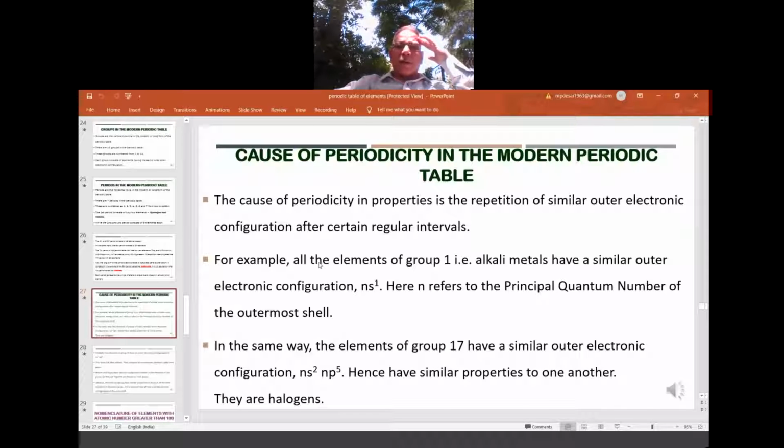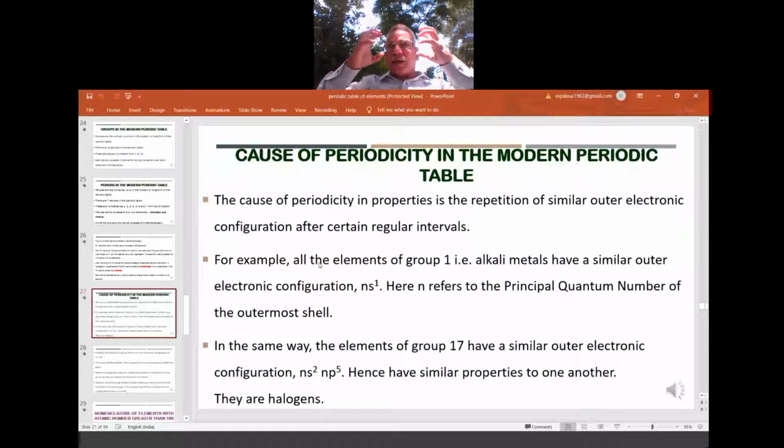What is the specialty? In the case of lithium, sodium, potassium, rubidium, if you check their electronic configuration, they have the same outermost configuration. All have one electron in their outermost ns orbital. Hydrogen is 1s1, lithium 2s1, after sodium, potassium 3s1. So they have a similar outermost electronic configuration. That's why they show similar properties and why they are in the same group. So the cause of periodicity, the repetition of the properties, is because of what?